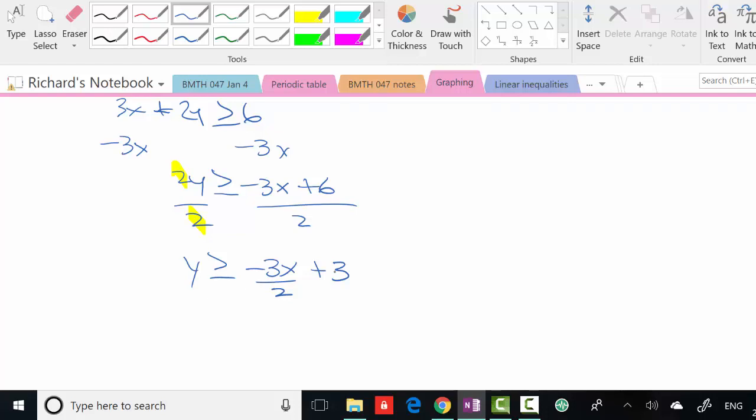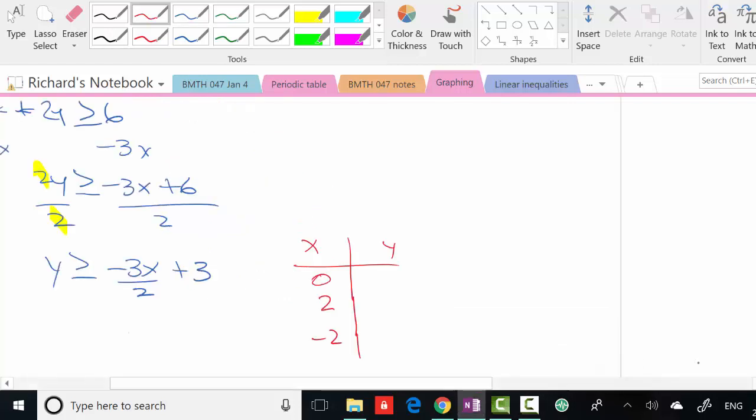Now what I'm going to do is graph that inequality. So now I'm going to generate some values for y. I chose 3 values for x. Notice that I'm going up in increments of 2 because the denominator of the term including the variable is a 2. So when x is 0, well, y equals 3.